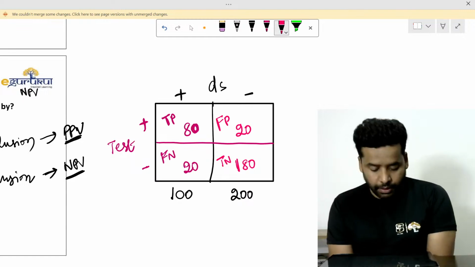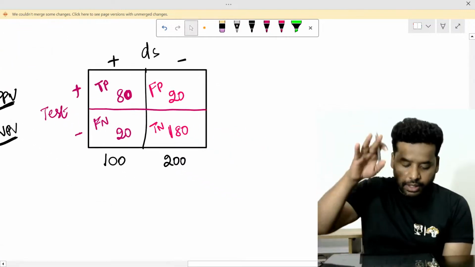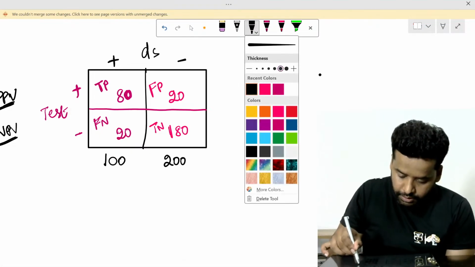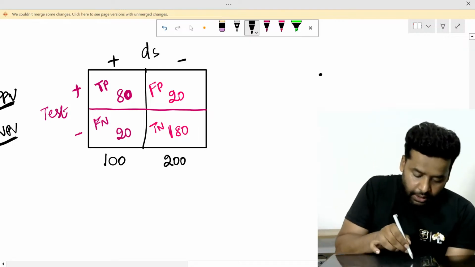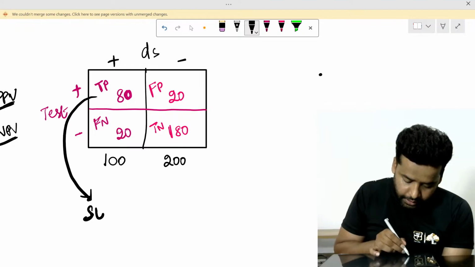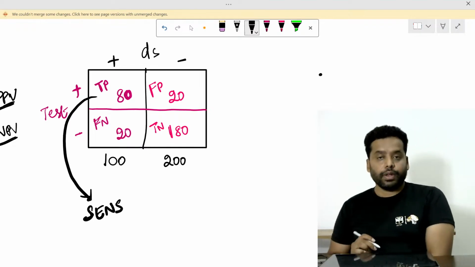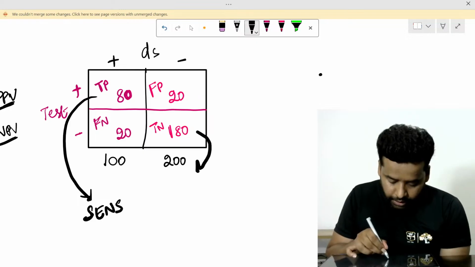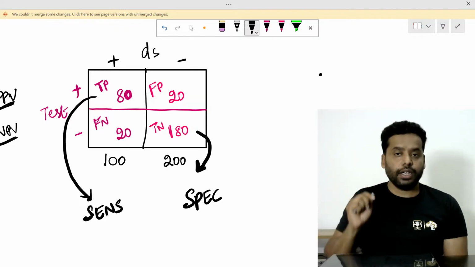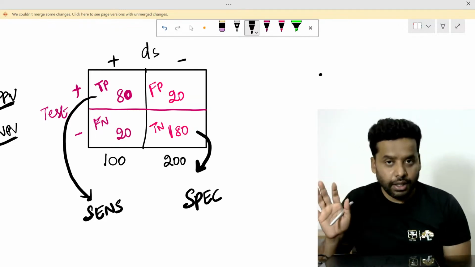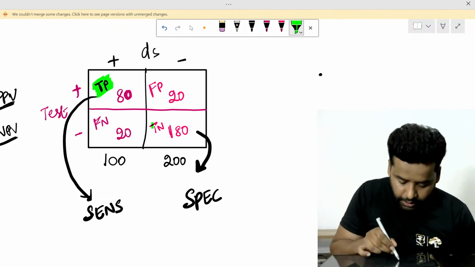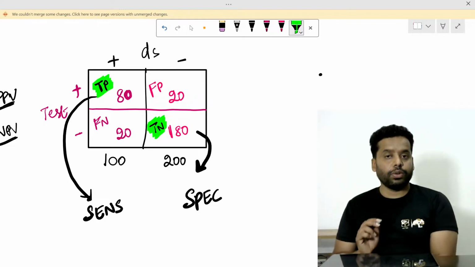If I go vertically, I am condensing this based on the discussion session we had. If I come like this, what are you getting? 80 by 100, sensitivity. Yes, good. If I take this number and come like this, what will I get? Specificity. That means if you go vertically, you will get sensitivity and specificity. Ability of a test to detect true positives, ability of a test to detect true negatives.